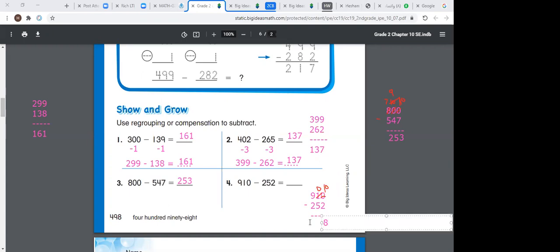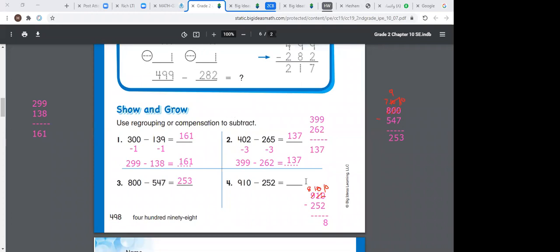8. Super. 0 minus 5 can be or can't be? Can't be. Now 9 becomes what number and 0 becomes what number? 9 becomes 8 and 0 becomes 10. Excellent. Very good. Now we have 10 here. Now 10 minus 5 equals what number? 10 minus 5 equals 5.